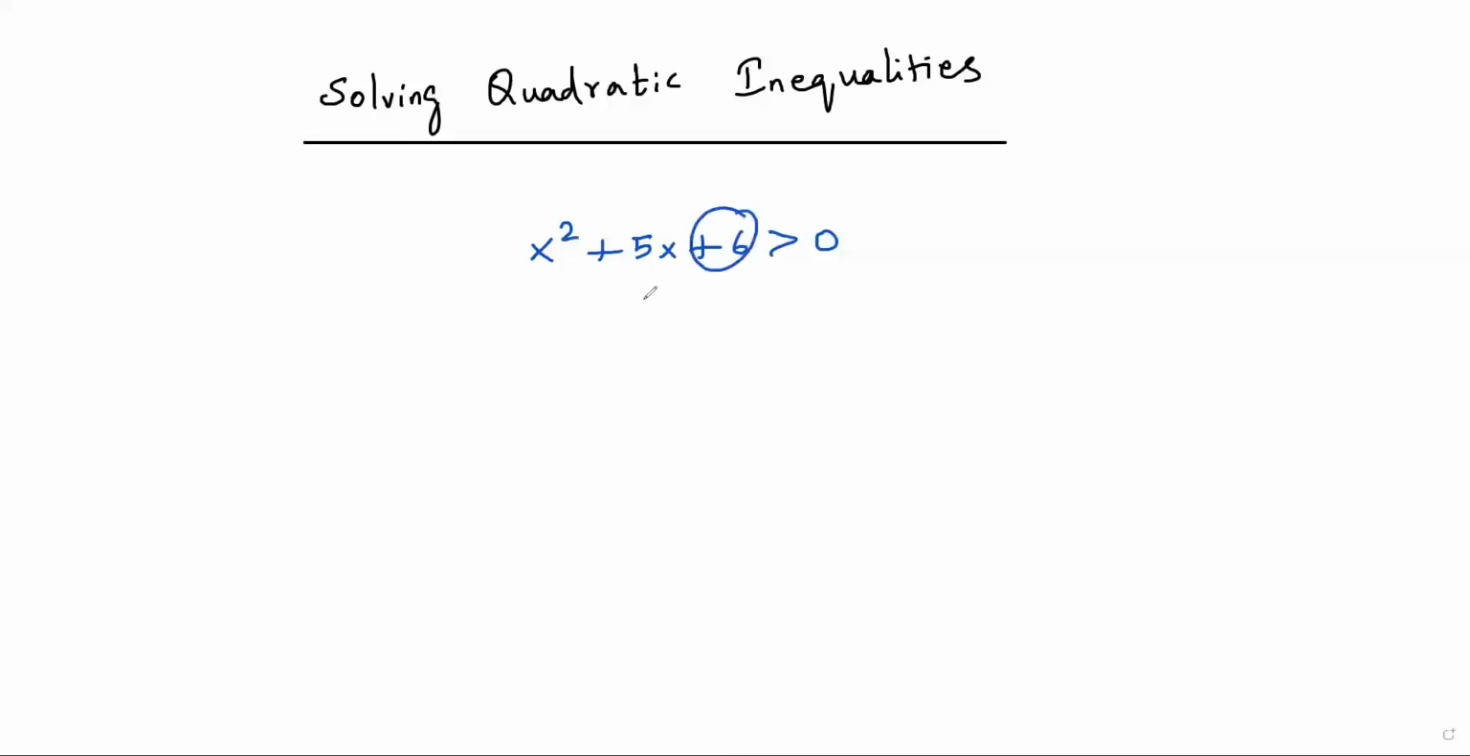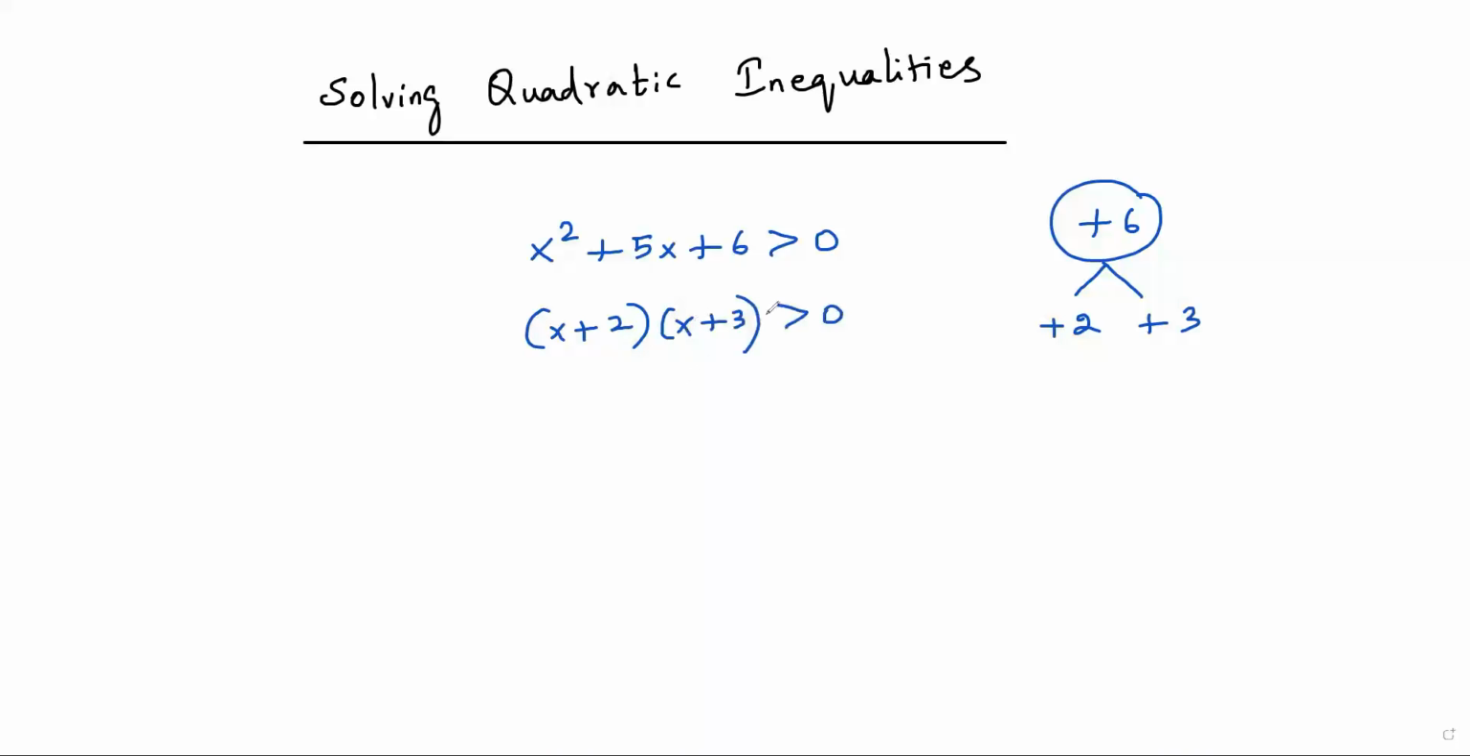Here, the constant term is +6 and now we have to get two factors for this constant of +6 so that the product of the two factors is equal to +6 and the sum is equal to the middle term +5. So +2 and +3 will work. When you multiply +2 and +3, that is equal to +6. When you add +2 and +3, that is equal to +5. Okay, so the two factors of this quadratic expression are (x + 2) and (x + 3).